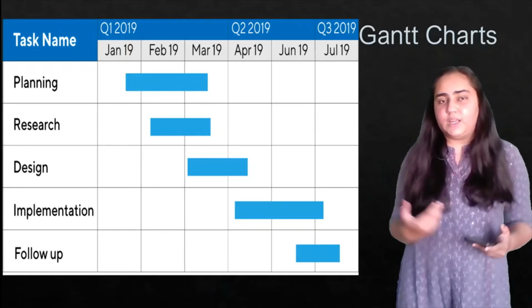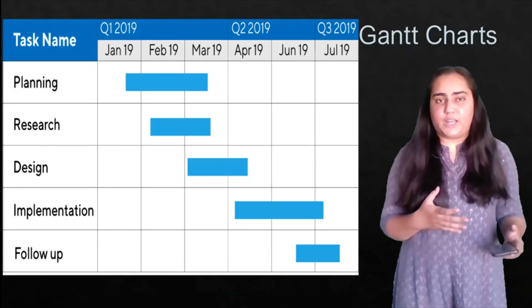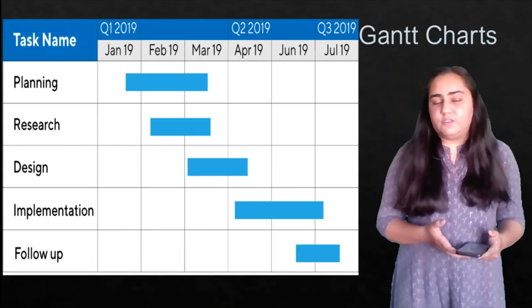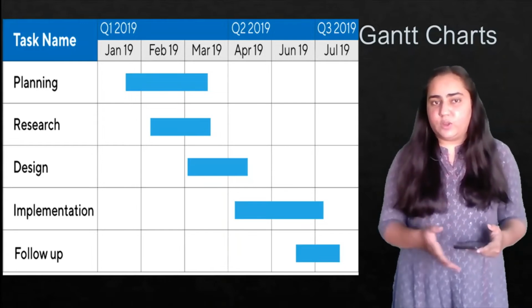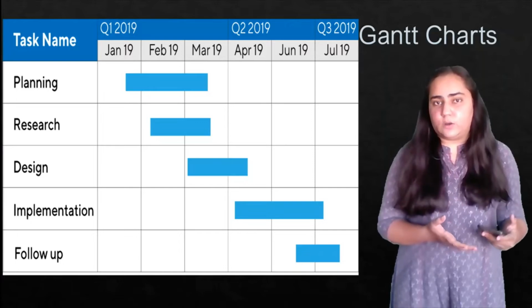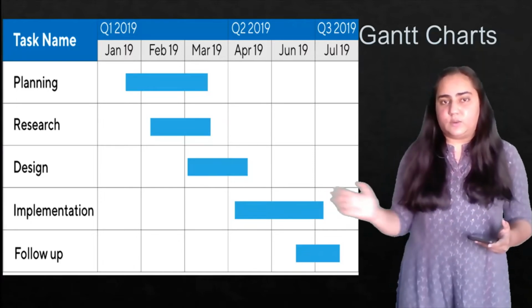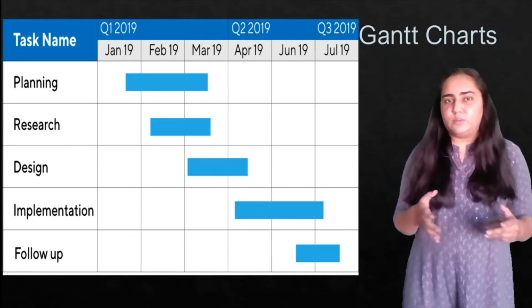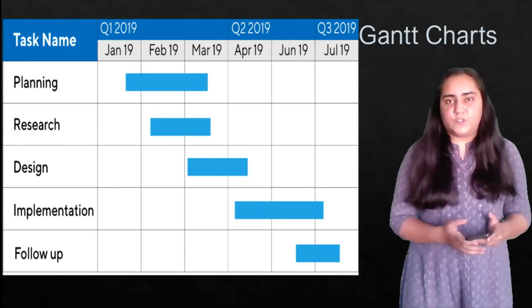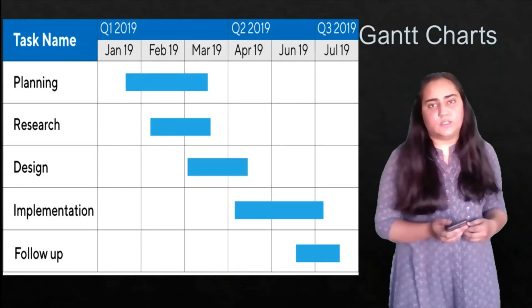You can know that planning has to be done first, then research will start somewhere while planning is going on. Design will start while research and planning both are going on. And then simultaneously you'll be starting implementation also, but that's after planning and research are over and design is going on. So it's a very, very simple look, and it allows you to understand how to do scheduling as well as sequencing.